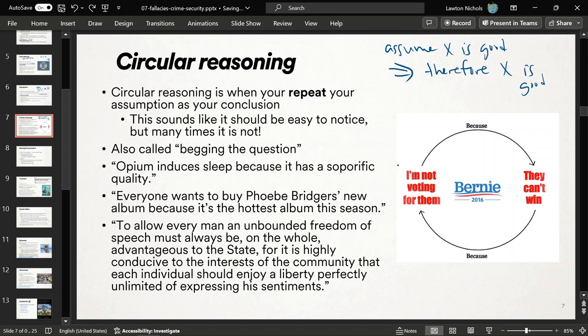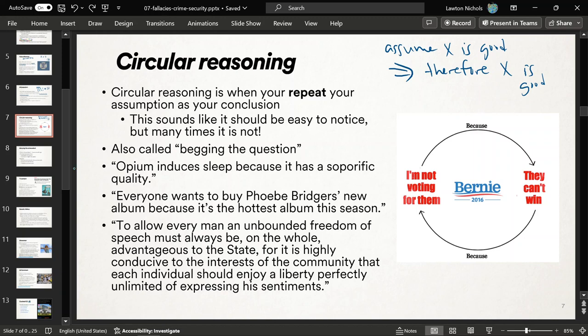So that's a problem. And then here's a silly example from a recent election. I'm not voting for this person because they can't win. And they can't win because not enough people are voting for them. You see how that's a circular kind of argument? This goes back around in itself. Well, maybe you should get a bunch of people to vote for them. Solve the problem. That's circular reasoning.